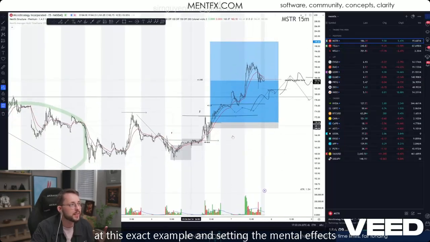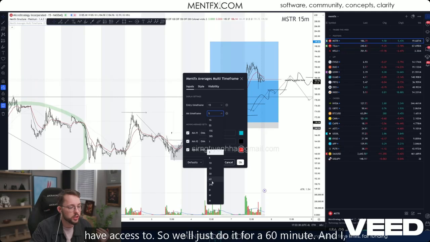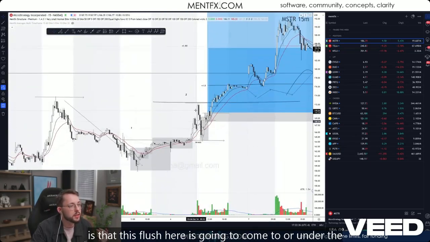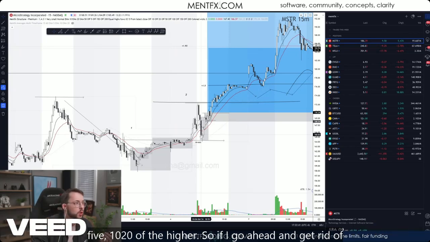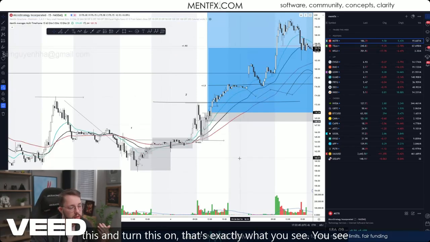So again, looking back at this exact example and setting the Mentafex averages to a 15-minute and a 90-minute, which I don't have access to, so we'll just do it for a 60-minute. And if I have them all on, what you'll see before I even do it is that this flush here is going to come to or under the 5, 10, 20 of the higher. So if I go ahead and get rid of this and turn this on, that's exactly what you see.